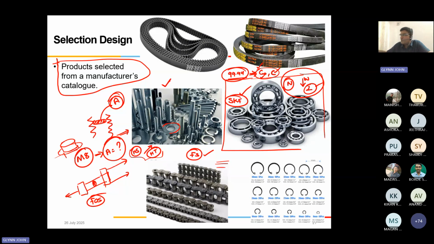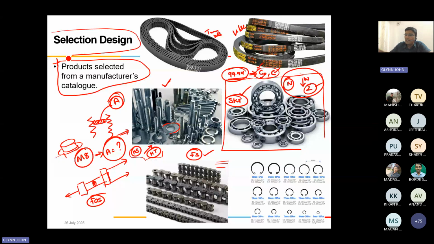Same thing is true for V belts, timing belts. Timing belts, you have the Gates catalog. V belts, you have many different manufacturers like Fenner and so on. You can simply pick their catalog, perform the calculation, then select the belt, right? So this is called selection design. Now, for standard parts, this is the best possible method.